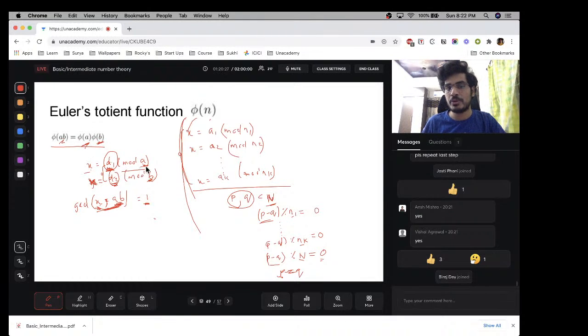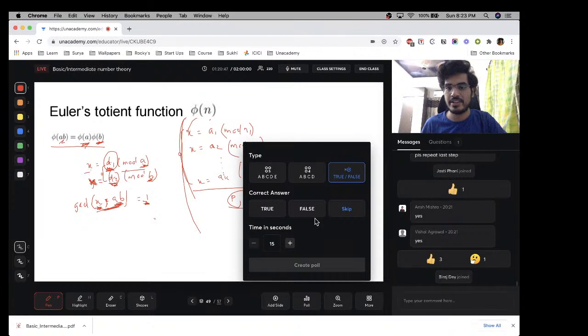D1 is coprime to A. How many such numbers are there? Phi of A. D2 is coprime to B. How many such numbers are there? Phi of B. So for each D1, D2 pair, there exists an X which is coprime to AB. Got it? Is this clear?